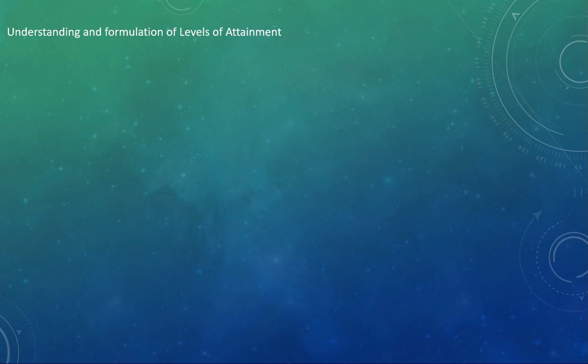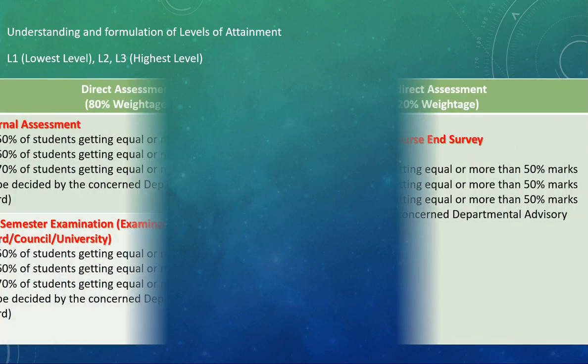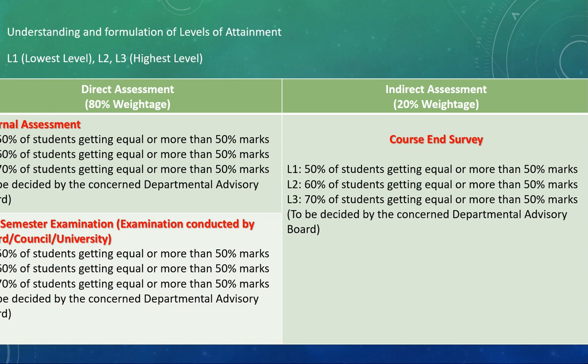Understanding and formulation of levels of attainment is also very important in the initial stage, because the levels of attainment have to be stated at the beginning of every course, every semester or every year of study. NBA has prescribed three levels of attainment: level 1, which is the lowest level, level 2, and level 3, which is the highest level. Now, what are the parameters of these levels?